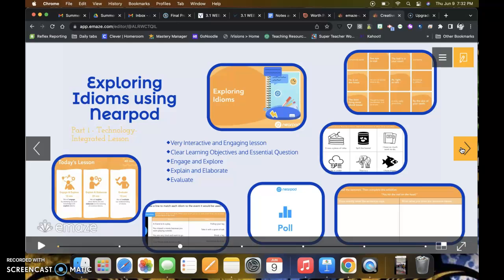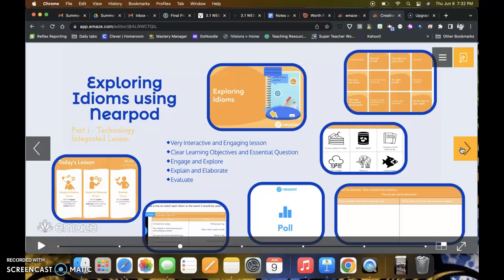In this website, you can create your own lessons or choose from a huge variety of pre-made lessons from their library. I decided to pick one already made because I really liked it and I thought it had a lot of things to keep my students engaged. I did a lesson on exploring idioms. We had been learning about figurative language such as alliteration, onomatopoeia, hyperboles, similes, and metaphors. So it was time for idioms.